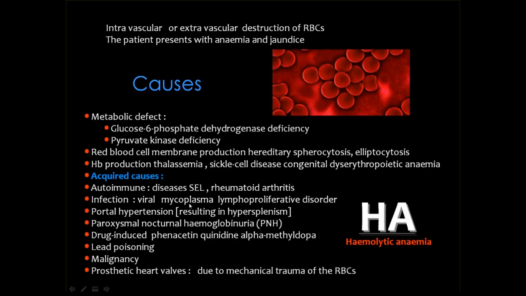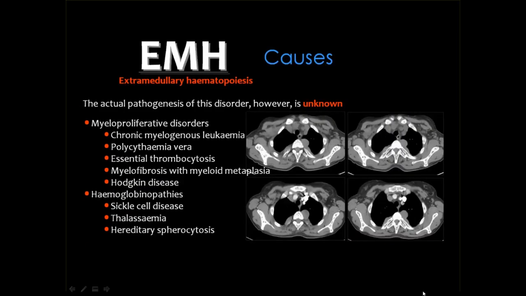Some of the acquired causes, like autoimmune diseases, systemic lupus erythematosus, rheumatoid arthritis, infections like viral infection or mycoplasma or lymphoproliferative disorders, portal hypertension leading to hypersplenism, paroxysmal nocturnal hemoglobinuria, drug induced, lead poisoning, malignancies, and prosthetic heart valve, artificial valves due to mechanical trauma to the RBCs.